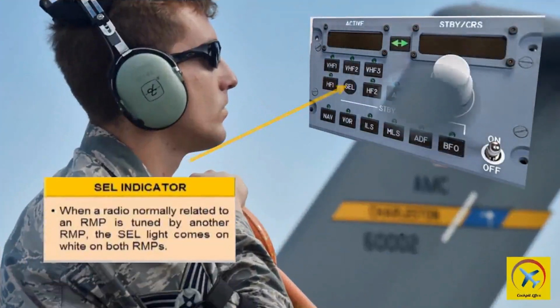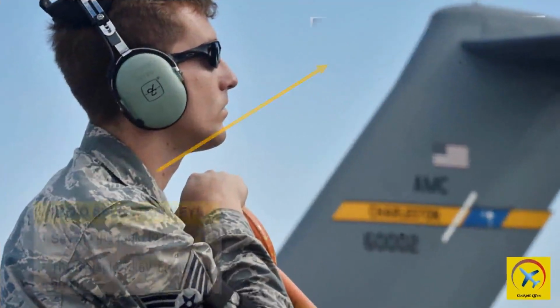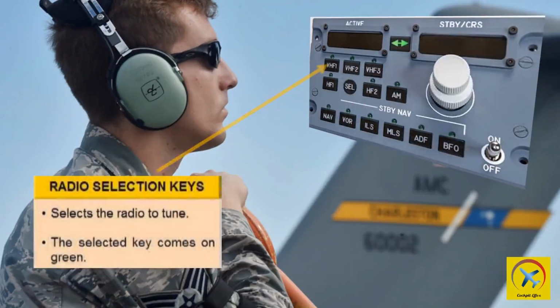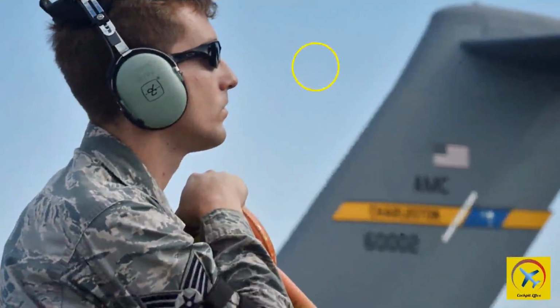When a radio normally related to an RMP is tuned by another RMP, the cell light comes on white or amber on both RMPs. When a radio selection button is pushed, the active window displays the tuned frequency and the standby or CRS window displays the standby frequency. The selected radio button displays a green light that identifies the selected radio.